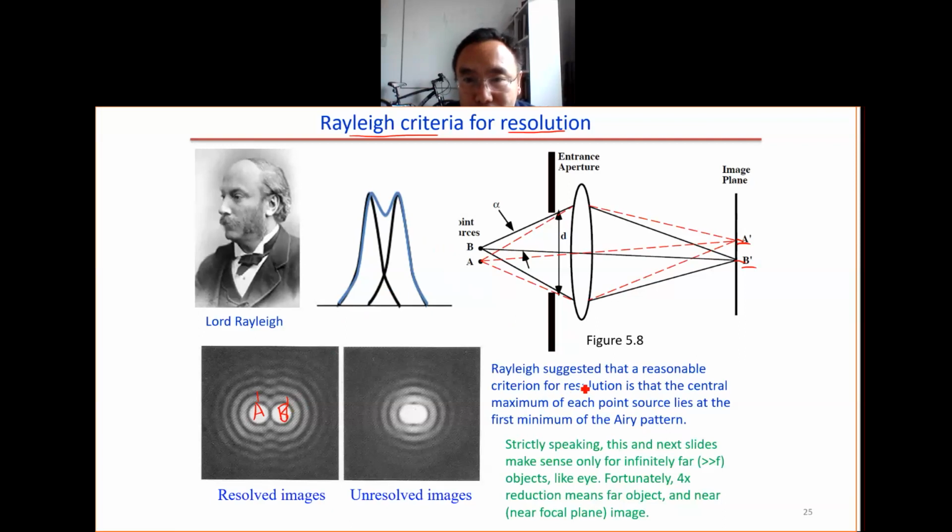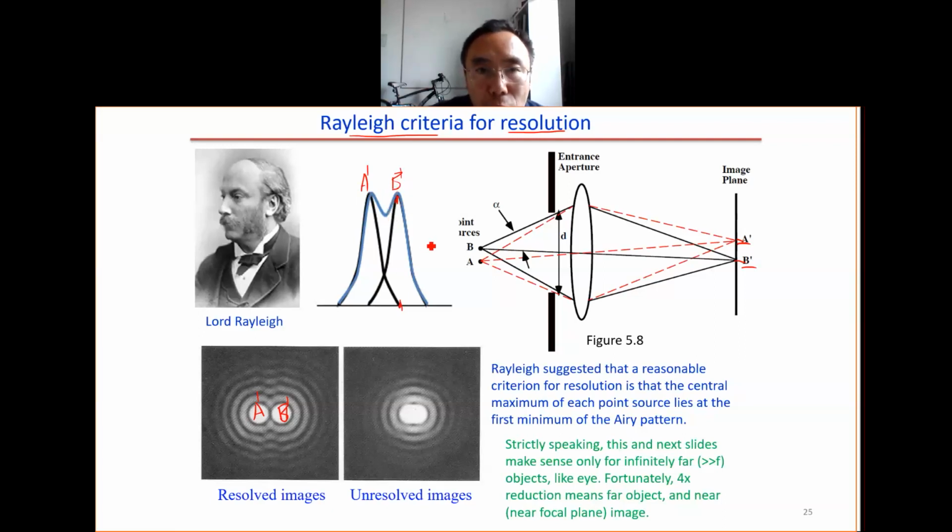Rayleigh suggested that a reasonable criterion for resolution is that the central maximum of each point source lies at the first minimum of the array pattern. That means the maximum of the B prime overlaps with the minimum of the A prime. Then we say A and B, A prime and B prime, are well resolved.